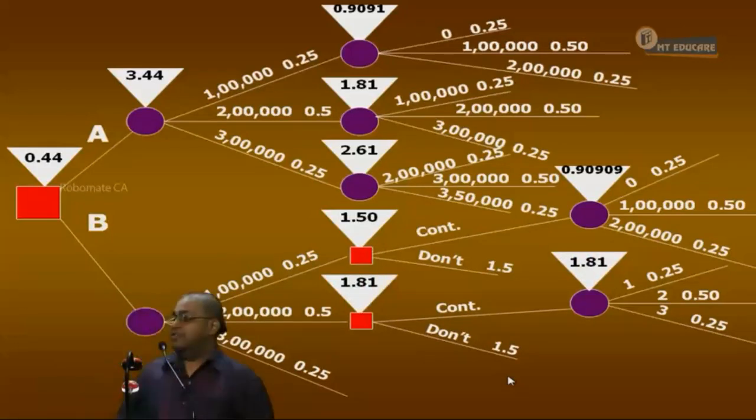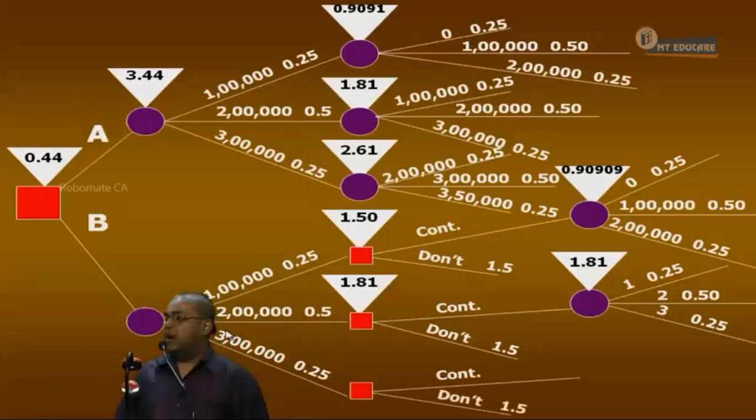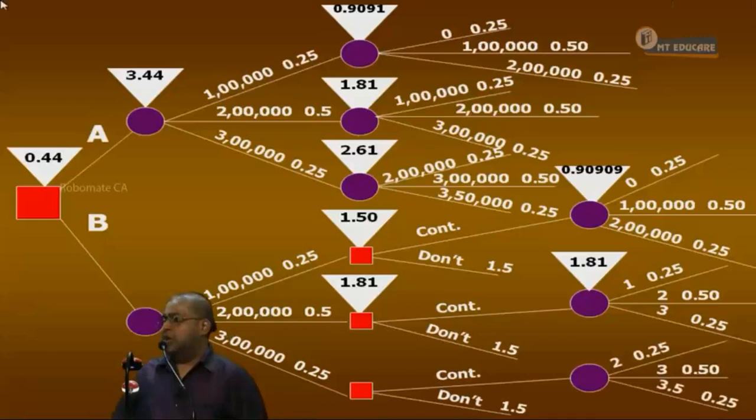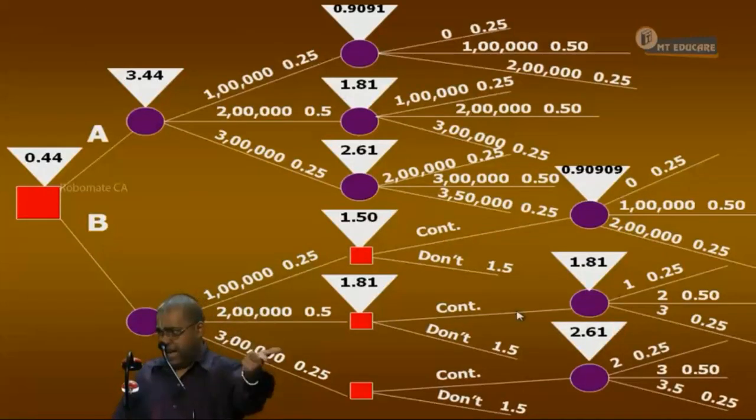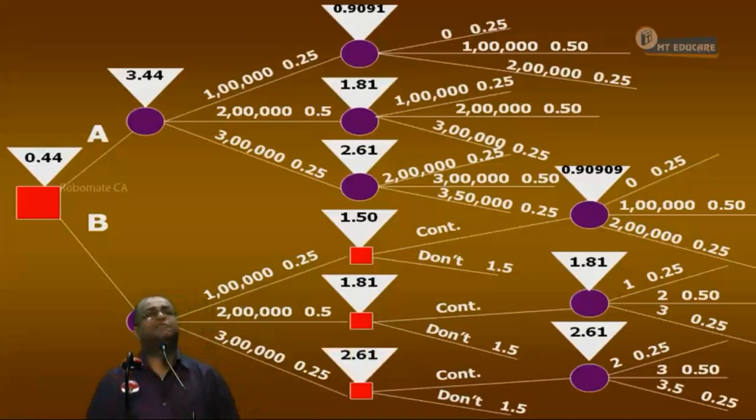Now, if the first year cash flow is 3 lakhs, I can either continue or abandon. Everybody follow or not? If I continue, the second year cash flow can be 2 lakhs, 3 lakhs or 3,50,000, whose expected value is 2,61,000. I will continue for 2,61,000, abandon for 1,50,000. Continue for 2,61,000. From here onwards similar. Instead of 90,910, 1,81,000, 2,61,000, I have 1,50,000, 1,81,000, 2,61,000. Yes or no?